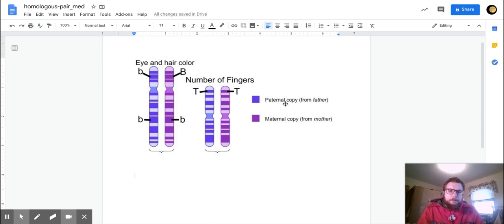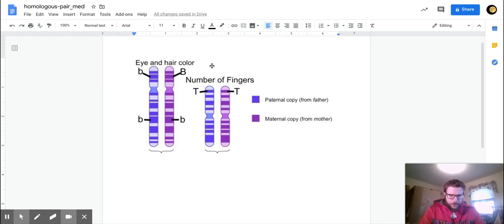Now you see blue is the paternal copy. Paternal refers to father or dad, and then maternal in the purple refers to your mom. So those are just good things to know. For some reason, we use those terms in society a lot. We'll say something's paternal or maternal, and now you know paternal being father and maternal being mother. So on this first pair here, we're going to look at eyes and hair color first.